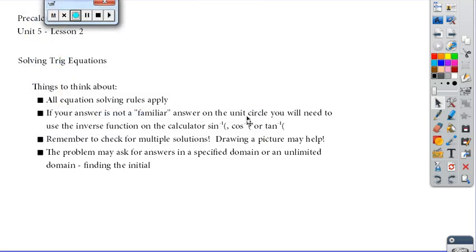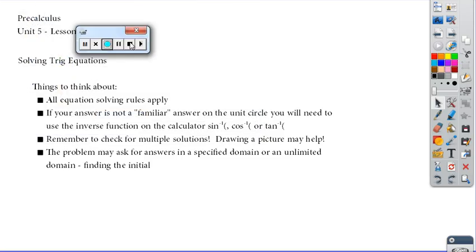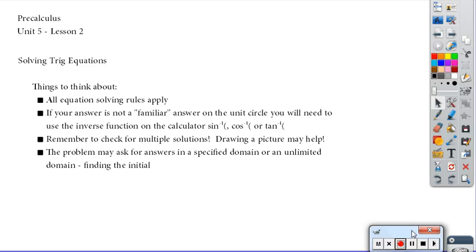Okay, so here we are solving some trig equations. All right, second lesson here of Unit 5. I'm getting into some good stuff here.